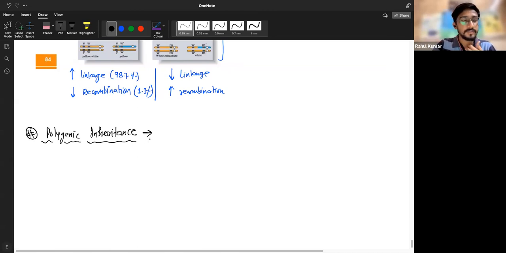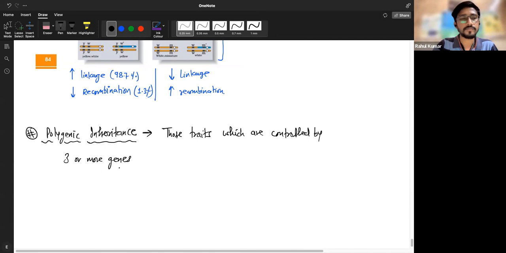Write down polygenic inheritance. Write down those traits which are controlled by 3 or more genes along with the influence of environment.